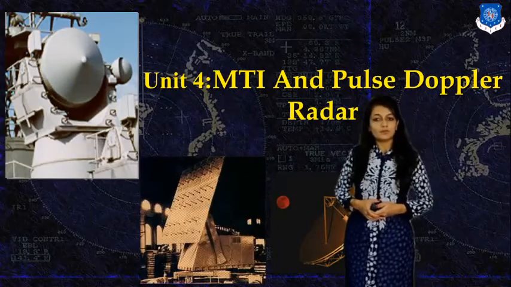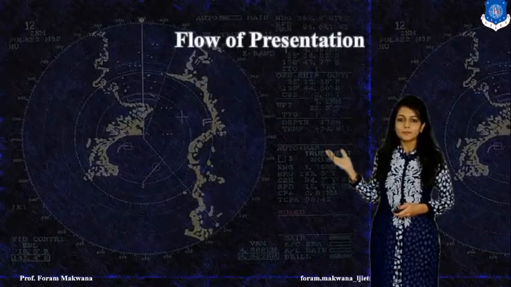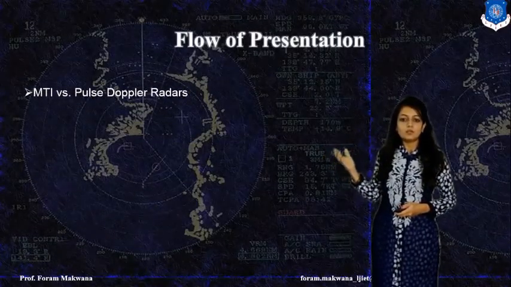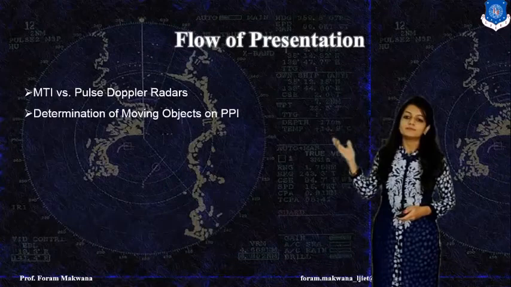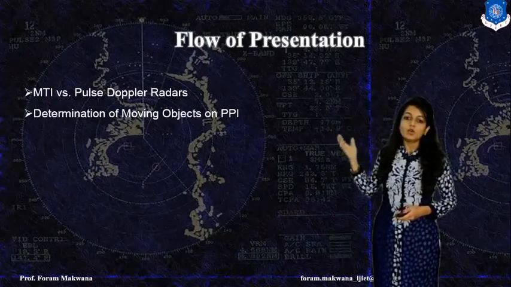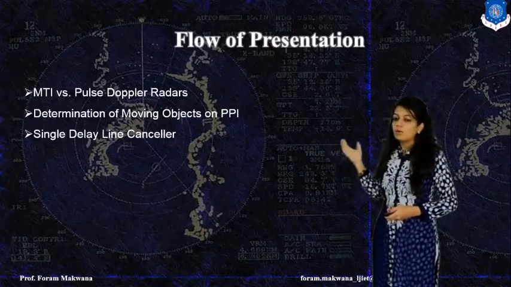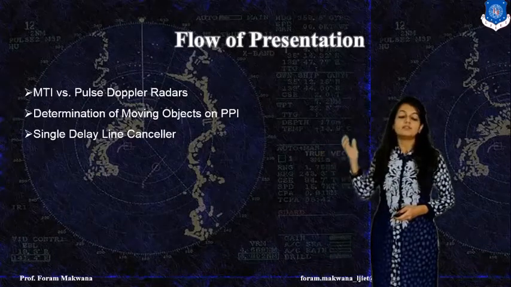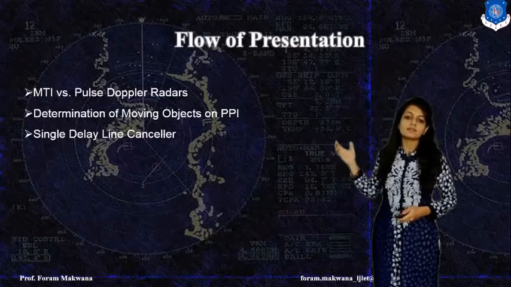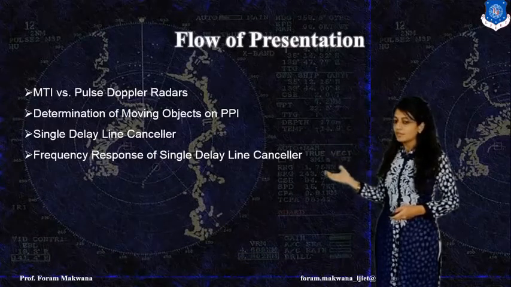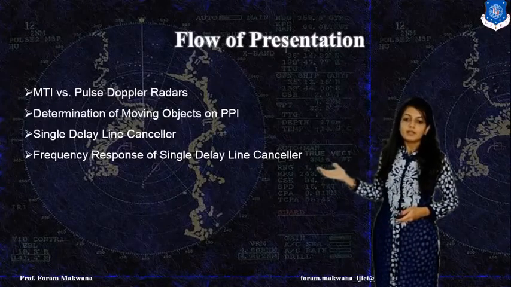We are going to start with number 4, that is MTI and the Pulse Doppler Radar. So in this session, we are going to cover the basic difference between MTI and the Pulse Doppler Radar, how we are going to determine the moving objects on the pulse position indicator. Then, what is the function of delay line canceller? That means it is used to remove the echoes from the stationary targets, that is known as the clutter. And we are going to focus on the frequency response of single delay line canceller.